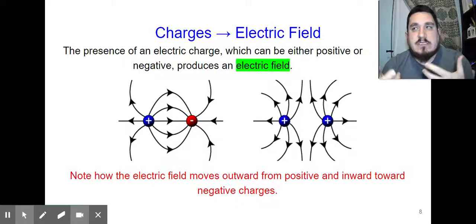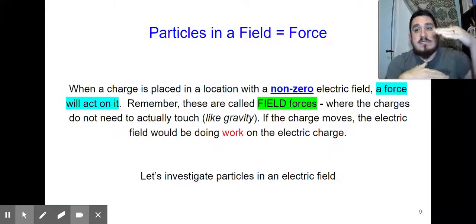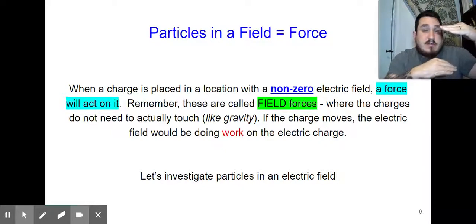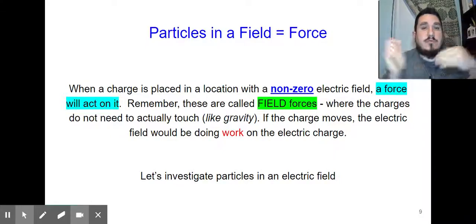And that kind of explains a little bit how we know things are positive, negative, and how they react with each other. All right, so remember, these are called field forces. If you put a positive particle inside of a non-zero electric field, a force will act on it. So if I have a field with a negative charge in it, and I put a positive in there, that positive is going to like the negative charge, right? If I put a positive through a positive field, well, they're going to repel each other.